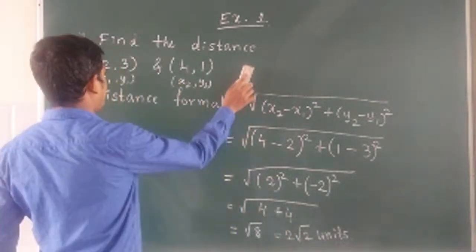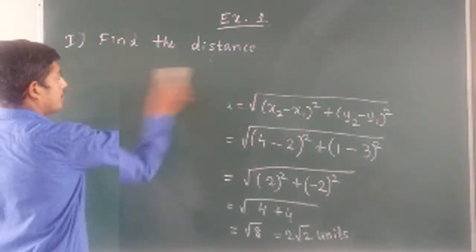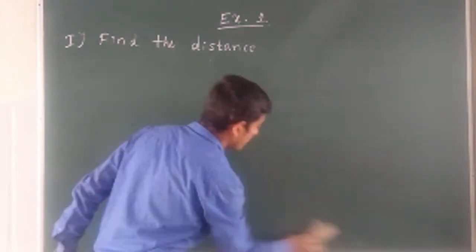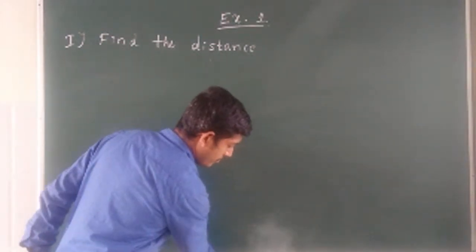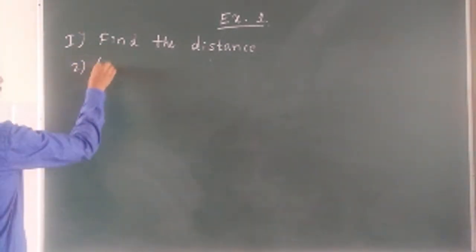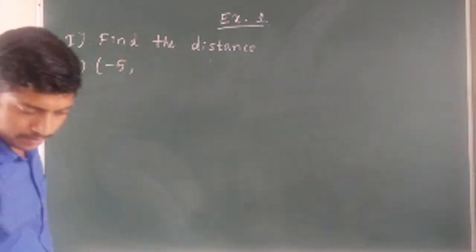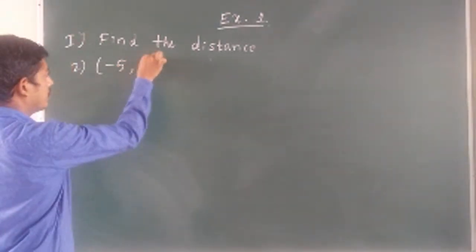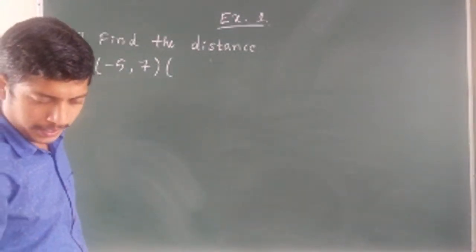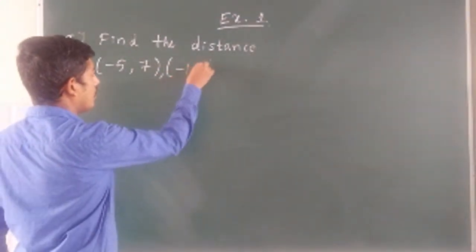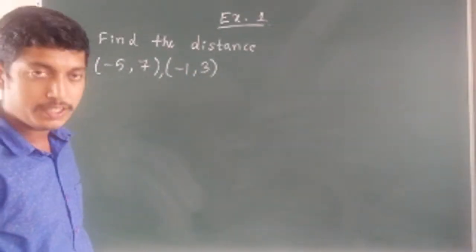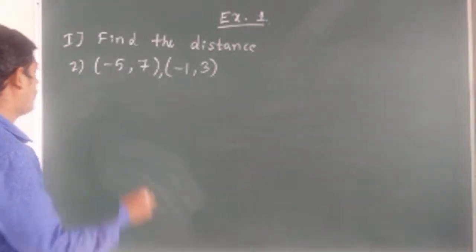Then I solve the problem. The first point is minus 5 comma 7, and the second point is minus 1 comma 3. So I will write the formula.